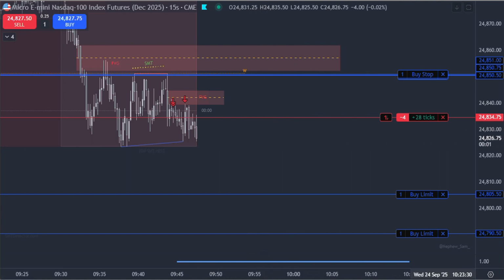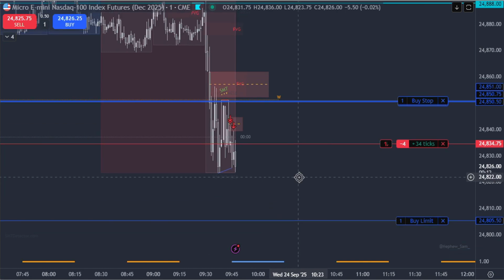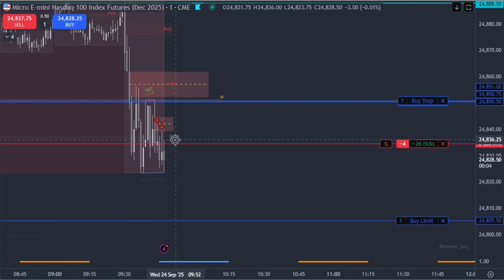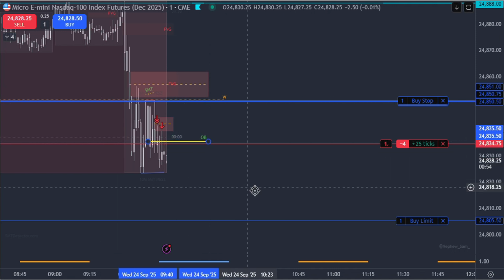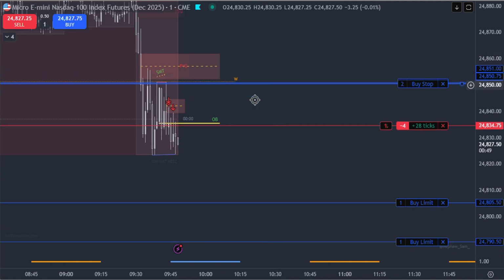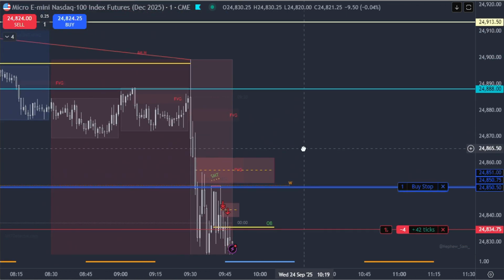So let me zoom out to the 1 minute. You see this is technically an order block. We zoomed in, there's fair value gaps on the 15-second, right? But this is an order block right here on the 1 minute. You see this? This is an order block on the 1 minute. And I'm expecting this to just immediately dump.